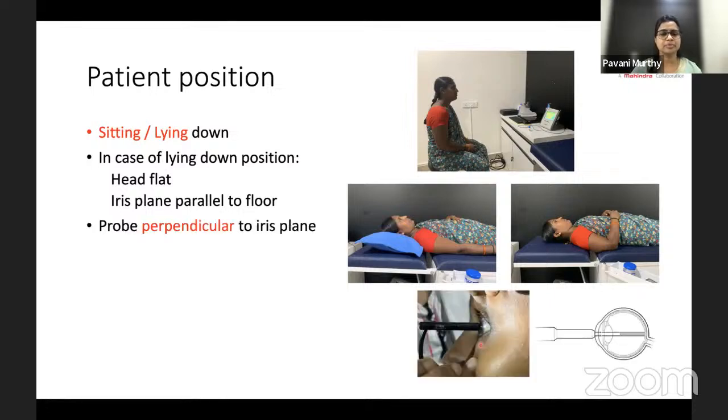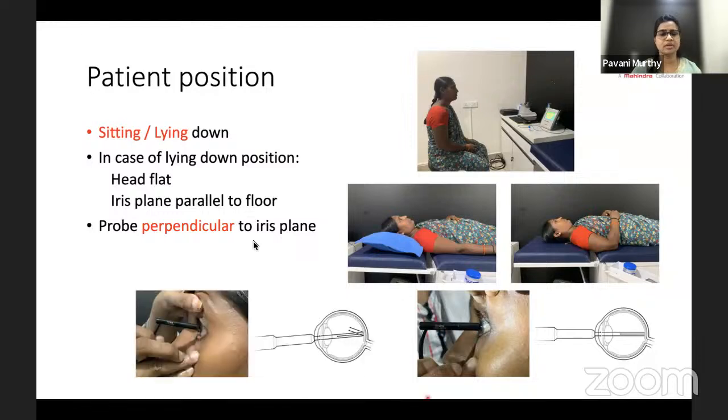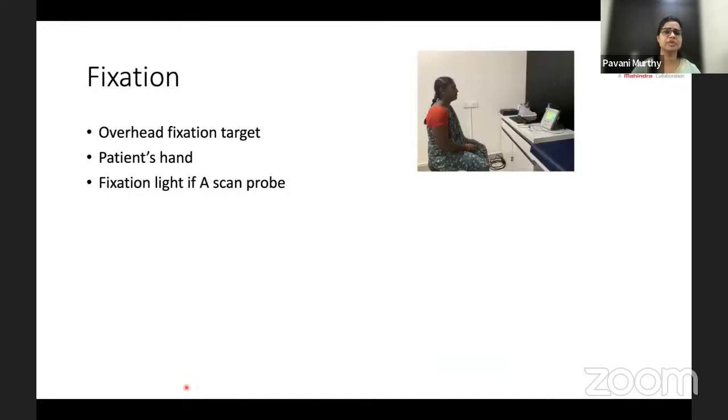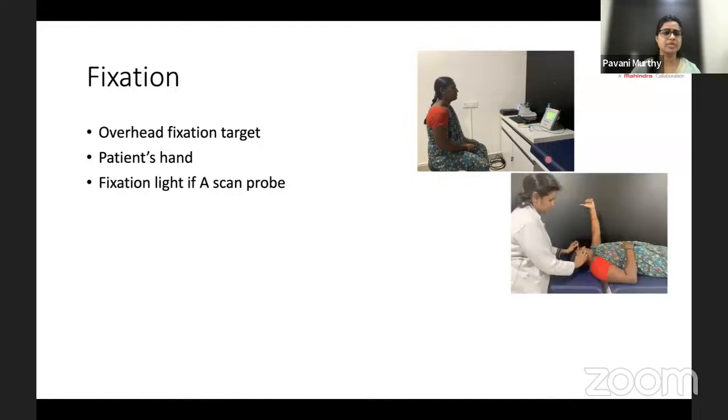The probe should be perpendicular to the iris plane. This is a wrong position, and this happens when the patient is sitting and the examiner is standing. Corneal beam should be parallel to the visual axis. So fixation can be done with an overhead fixation target, as is seen over here, or you can use the patient's own hand for fixating with the other eye. Sometimes we can use the fixation light of the A-scan probe as well.